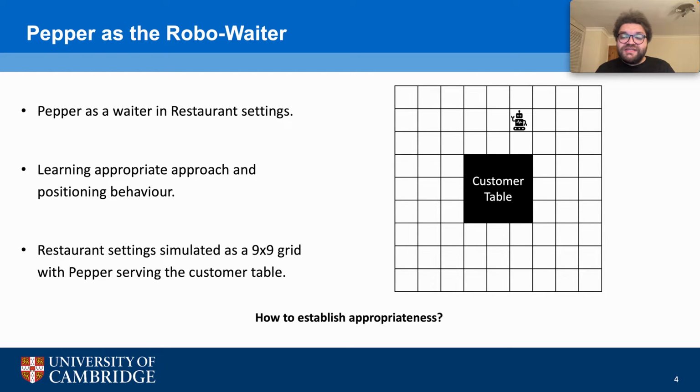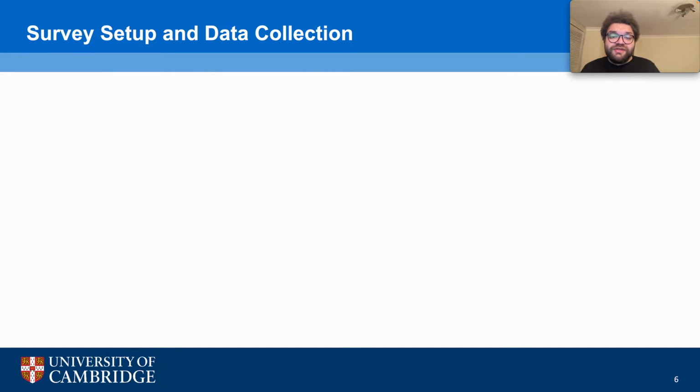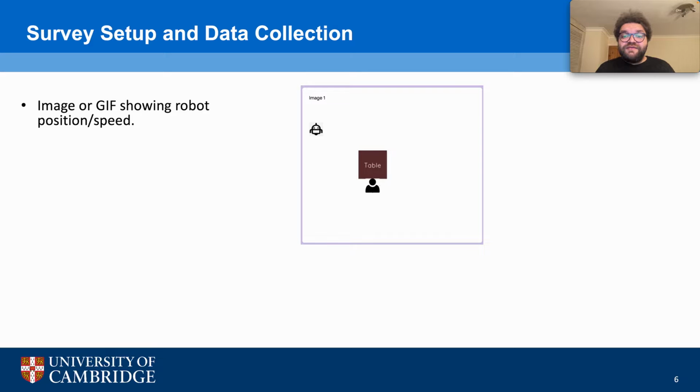One challenge in such settings is to determine what might be considered appropriate behavior. For this, we adopt a crowdsourcing approach to gather appropriateness ratings for robot behavior in our grid world scenario. For each position in the grid, we generate images or GIFs for that position and ask the participants to imagine being served by the robo-waiter from that position.